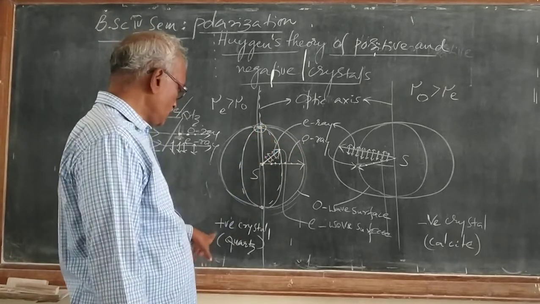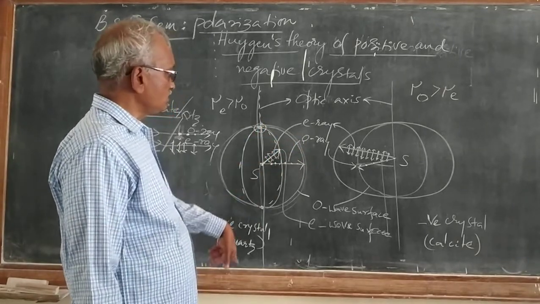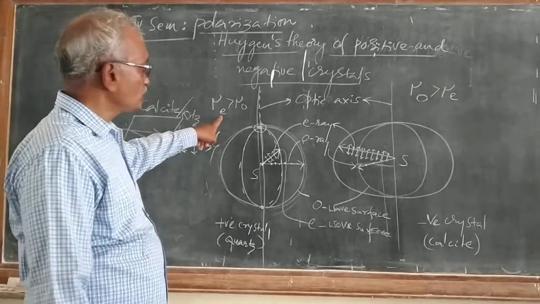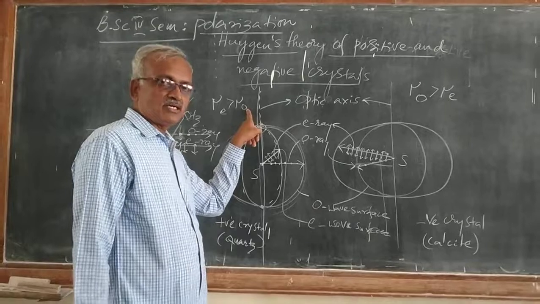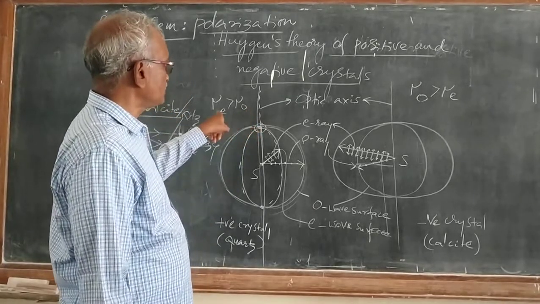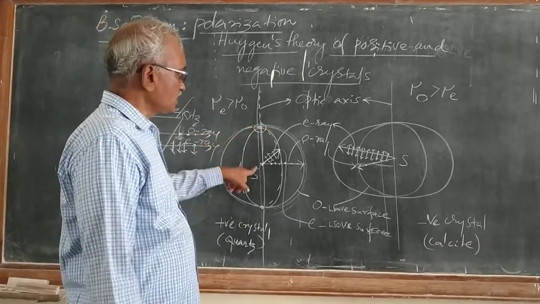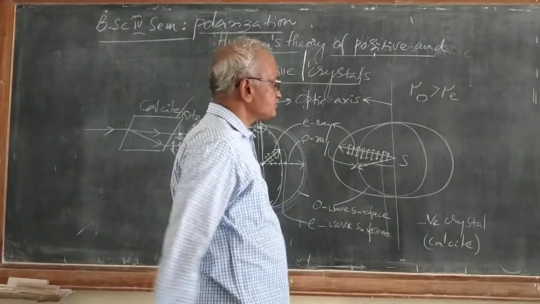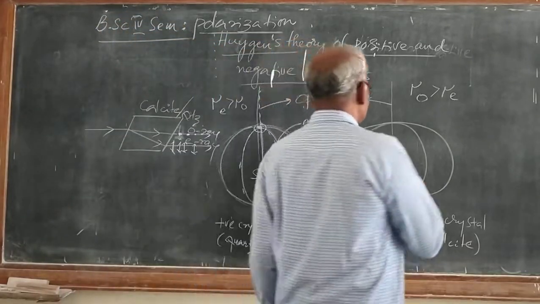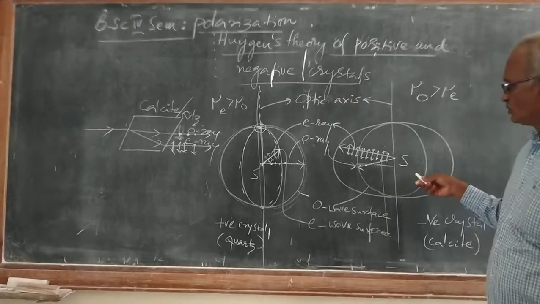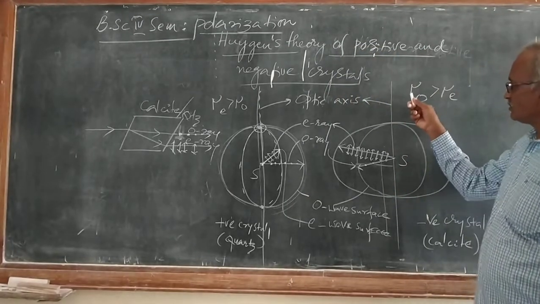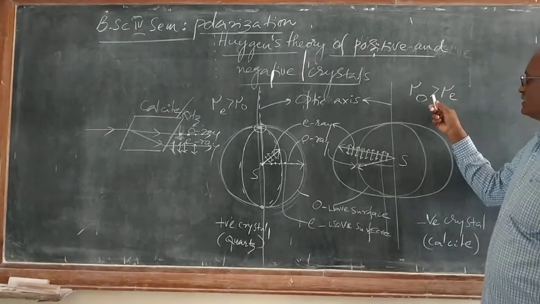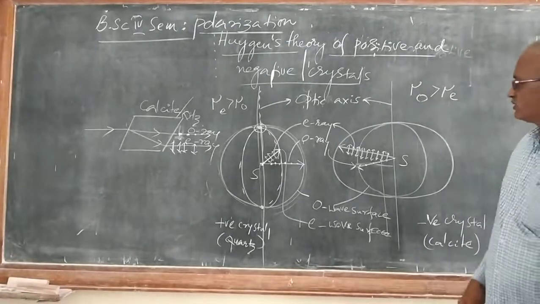In the case of the quartz crystal, the refractive index of extraordinary should be greater than the refractive index of ordinary. Refractive index of ordinary is less than the refractive index of extraordinary. And this is another one. If you come to the same figure, next slide, this is another figure. I can show it here on the board. So this is refractive index of ordinary greater than refractive index of extraordinary.